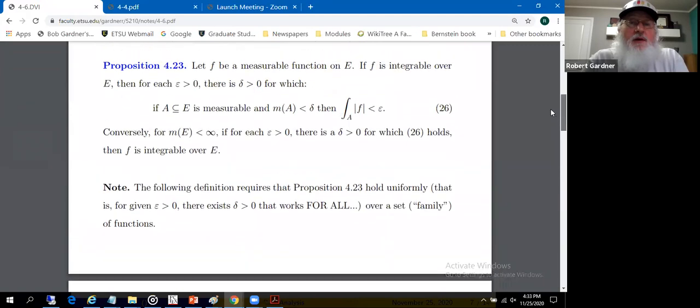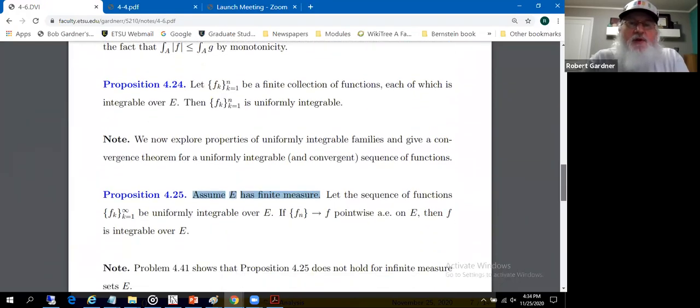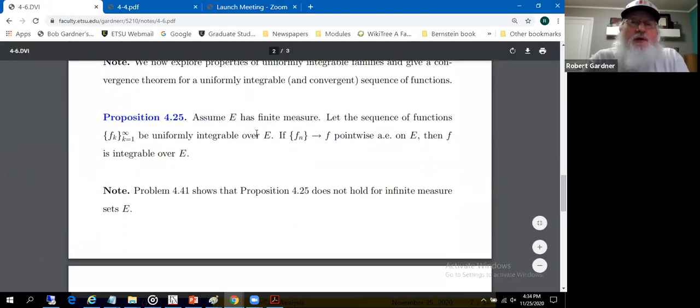So there's that hypothesis that will carry along. Ultimately 4.23 is where we're going to use that, if memory serves. But this result requires finite measure. In fact, in one of the exercises, problem 4.41, you're to show that this doesn't work if we don't have the finite measure hypothesis. It does not hold for infinite measure sets E. But we're taking E to have finite measure.